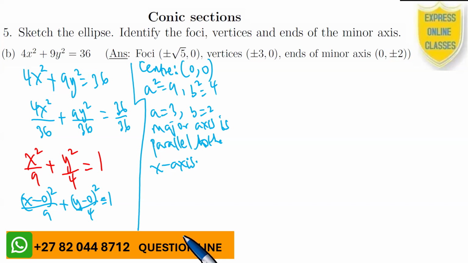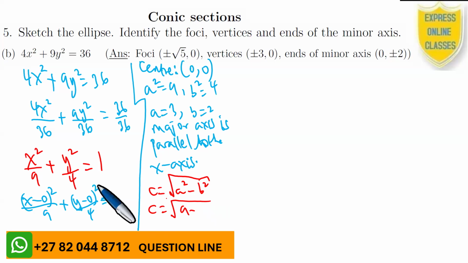You have exactly the following. So the major axis is parallel to the x-axis. Now there are things we need, like the c for the foci. c is always the biggest one minus the smallest one. a squared is the biggest one, which gives us the 9, minus the smallest one, which is the 4. And therefore, this is the square root of 5.